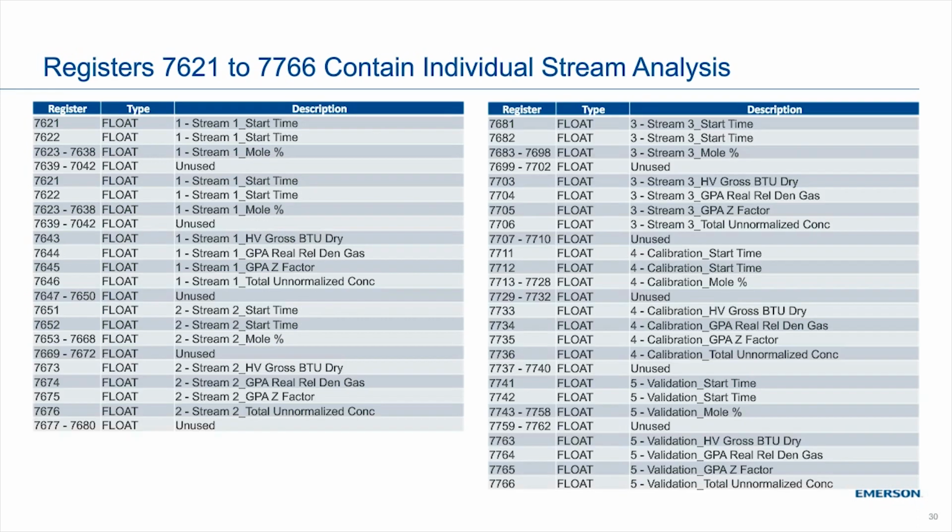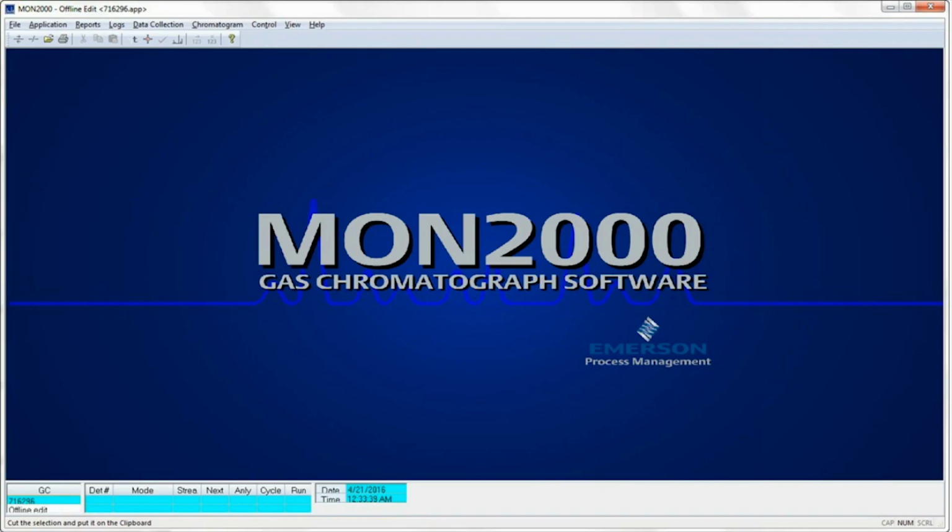Sometimes one of the issues with the 7001 to 7016 registers is that if you have multiple streams, it'll update with the different streams. So we have made available the individual streams on different registers. 7621 to 7766 is the results for each of the individual streams.